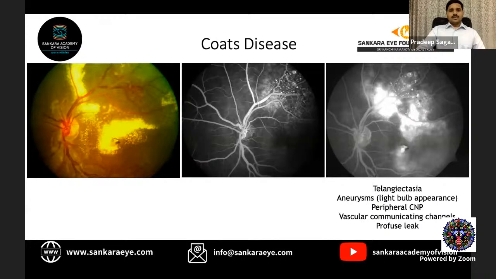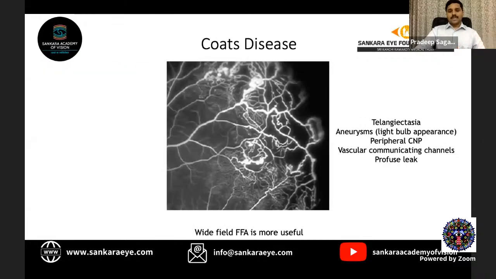Coats disease. In Coats disease, we can see that there is presence of telangiectasia and aneurysms, which are typically described as light bulb appearance, peripheral non-perfusion areas, vascular communicating channels, and profuse leak in late phase. One thing we need to understand is, as Coats disease predominantly affects kids in the first decade, it may not be easy to do angiogram, and a RetCam would be helpful in very young kids, and a wide field angiography is a better tool for diagnosis of Coats disease.